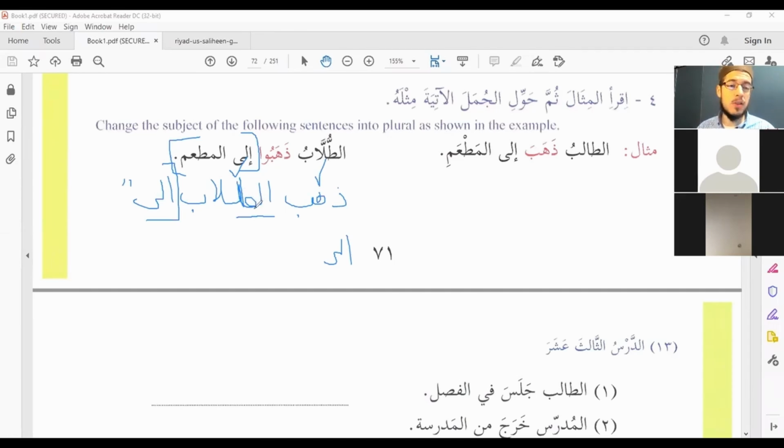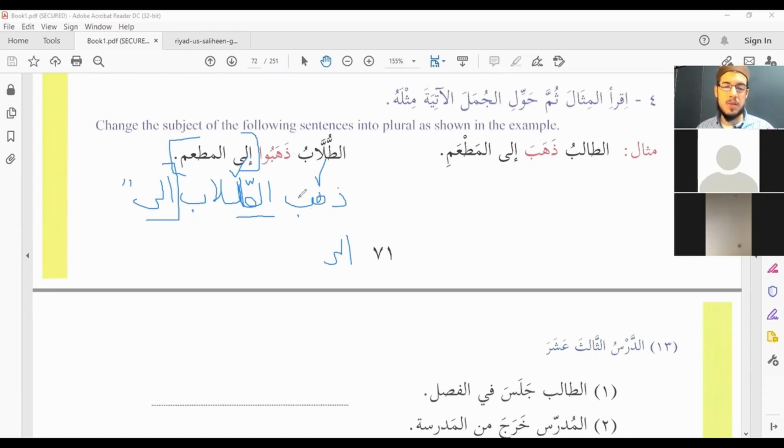Yes, so ذهب الطلاب, right? I'm running it into the tha, which shows you how difficult it can be to discern exactly what's being said in quickly spoken Arabic. So in that case, I can put the maf'ul in front if I want to emphasize that, no problem.